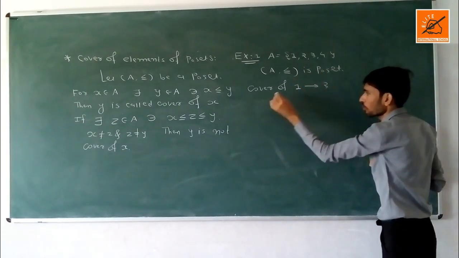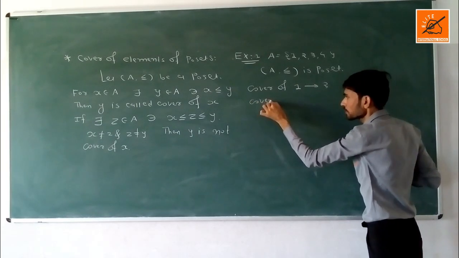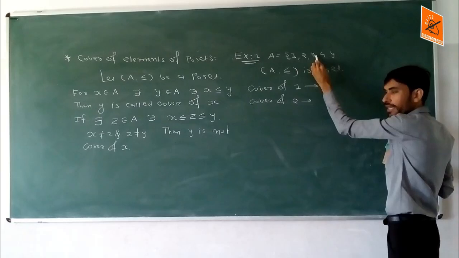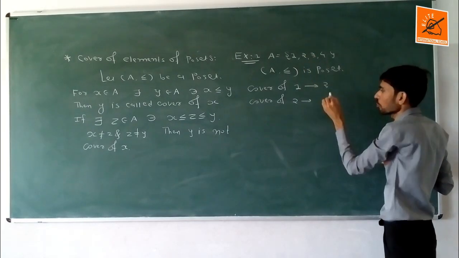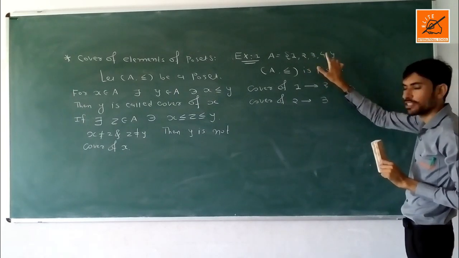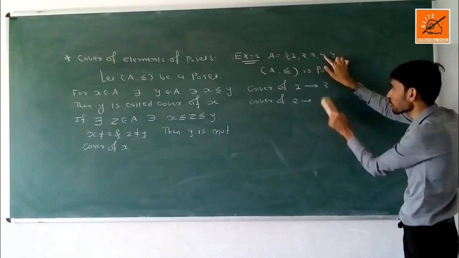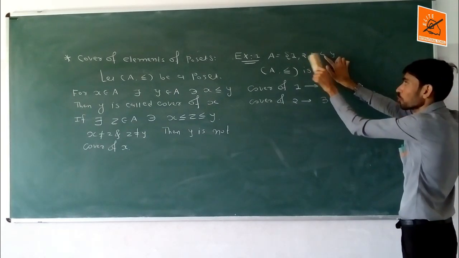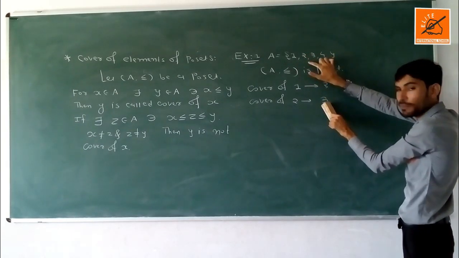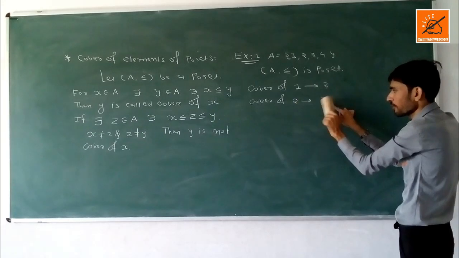Now here we will find the cover of 2. So 2 is directly related with 3. 2 is less than or equal to 3, so the cover of 2 is 3. Now see here, 2 is also less than or equal to 4, but 3 is also less than or equal to 4. So 2 is related with 4, but via 3. So 4 is not a cover of 2. So the cover of 2 is only 3.